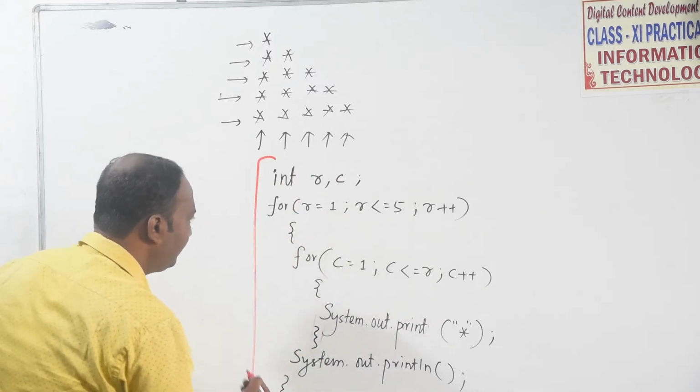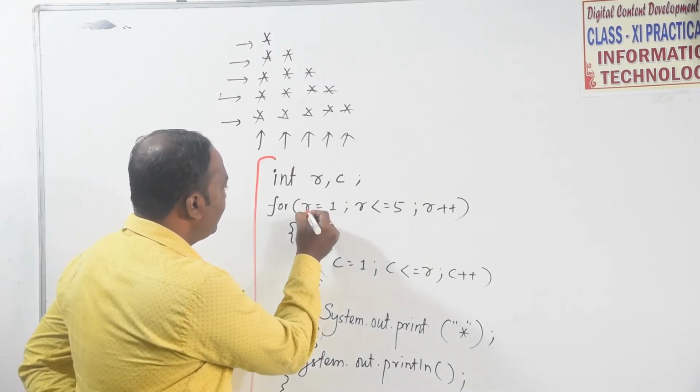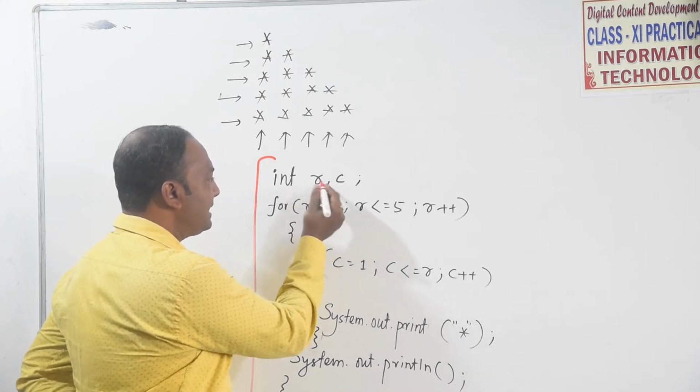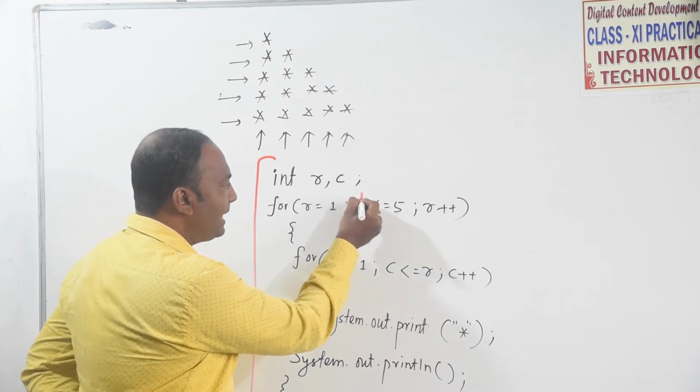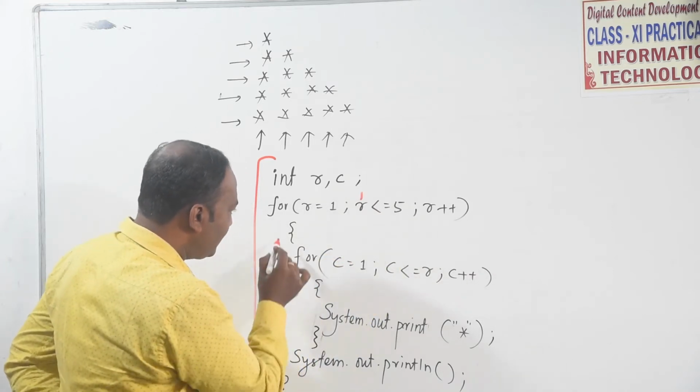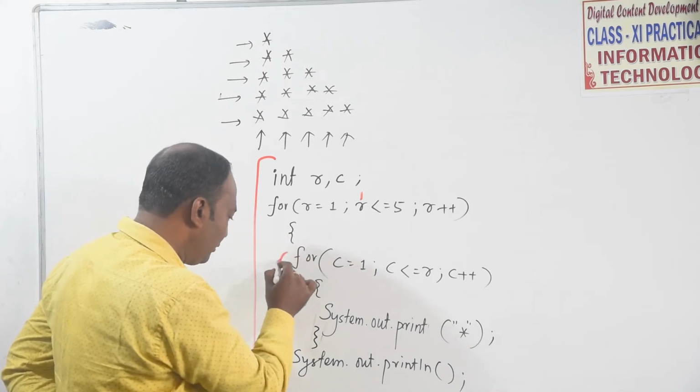This is the total program. For the first variable, r is equal to 1, r is an integer, c is an integer. r is equal to 1, 1 less than or equal to 5, yes, true, r plus plus. This is the outer loop and this is the inner loop.